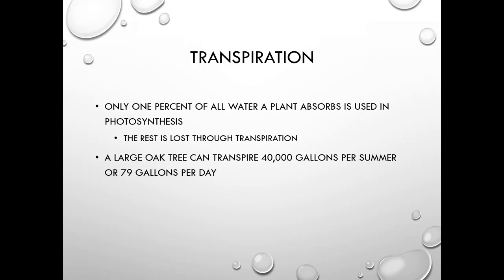And only 1% of all the water a plant absorbs is used in photosynthesis. The rest of it is lost through transpiration. Loss is, I'm not sure I like that word, it's just part of the water cycle. But it's good to know that a large oak tree can transpire 40,000 gallons per summer or 79 gallons per day.